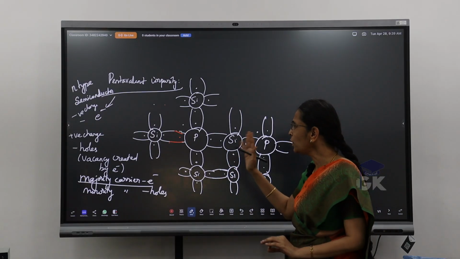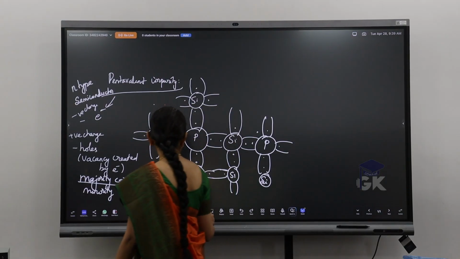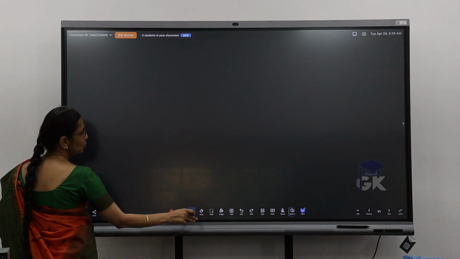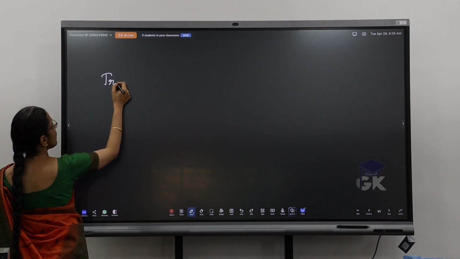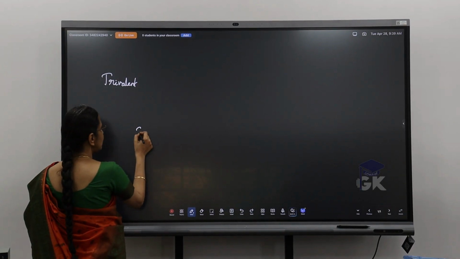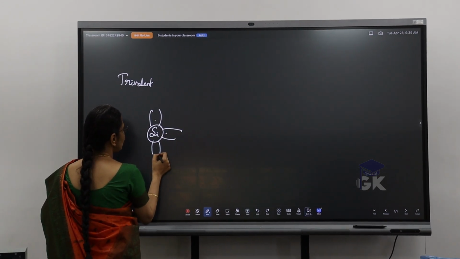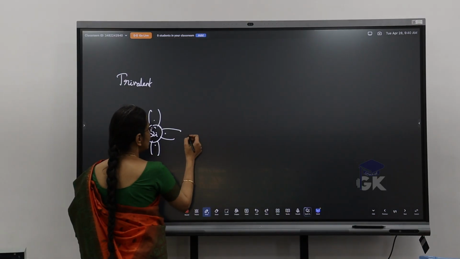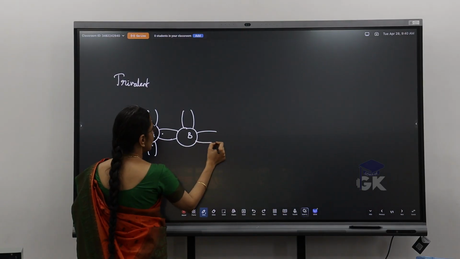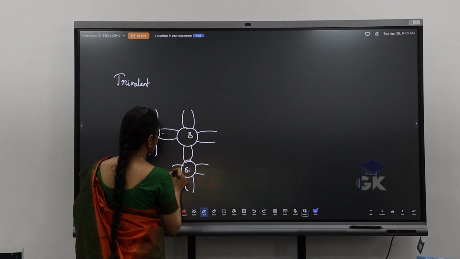Similarly, we need to know how we arrive at the trivalent. Trivalent in the sense, how do we make it? Let's say I'm going to discuss adding the trivalent impurity. I have silicon, which as we know has 4 valence electrons. Let's say I'm going to add the trivalent impurity, boron. How many valence electrons does boron have? 3.